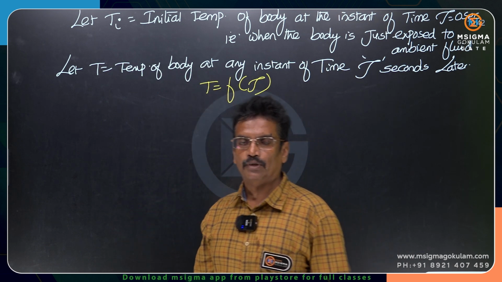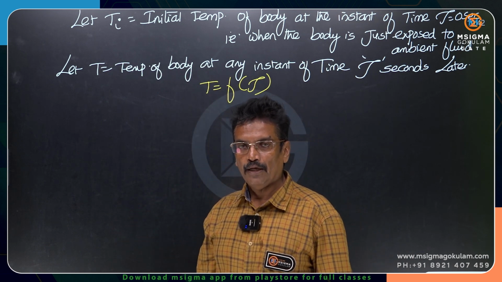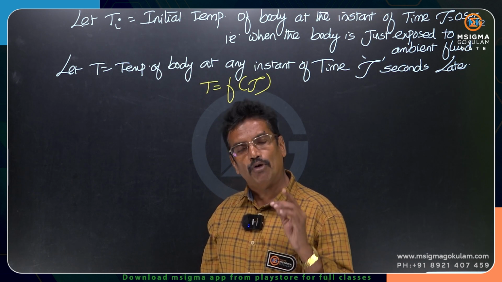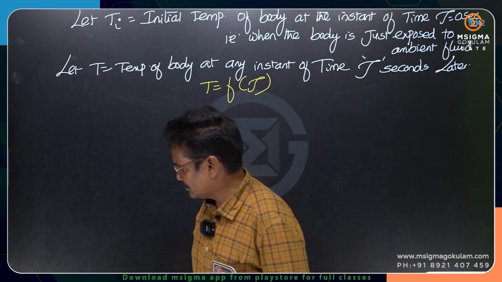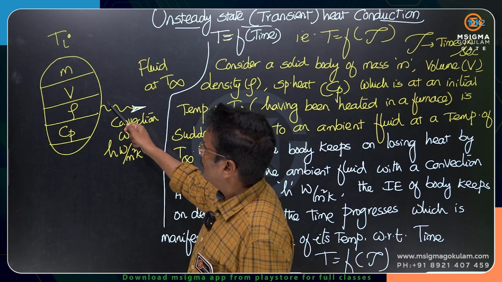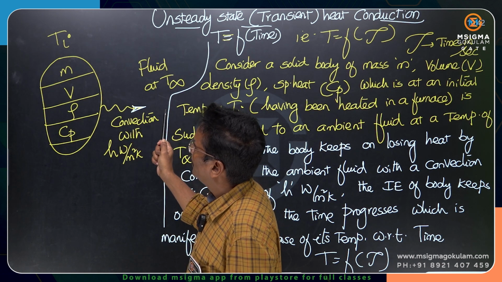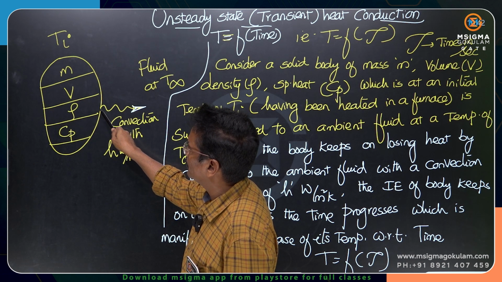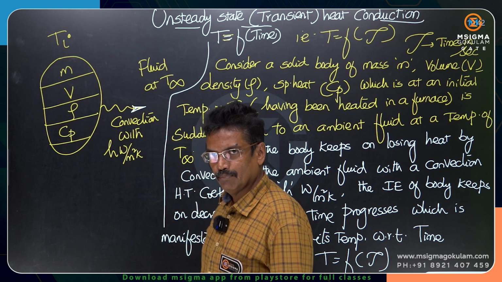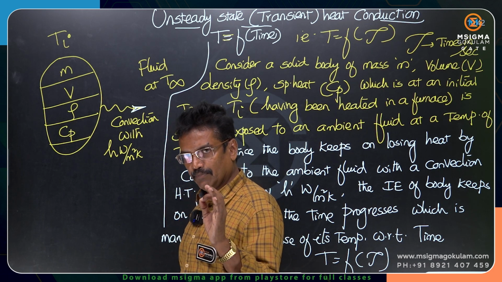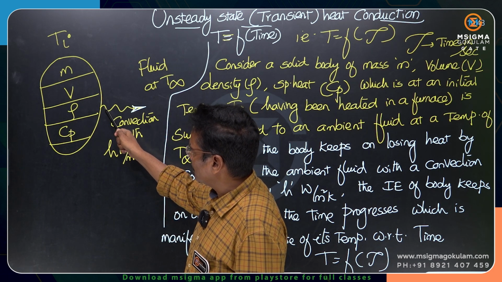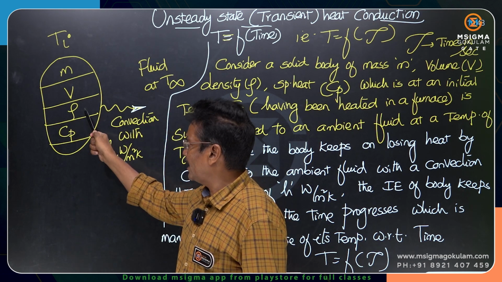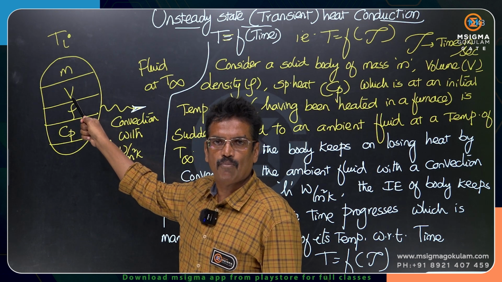Now I want to write the energy balance for the body at any instant of time tau seconds. What is that energy balance? You have to understand it like this. The body is losing heat, right? So at any instant of time tau seconds, the rate of convection heat transfer between the body and the fluid must be equal to the rate of decrease of internal energy of the body with respect to time.